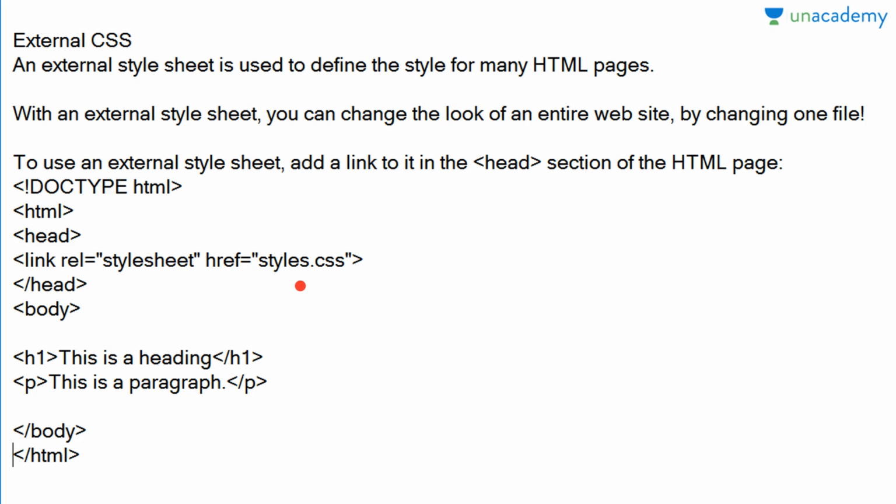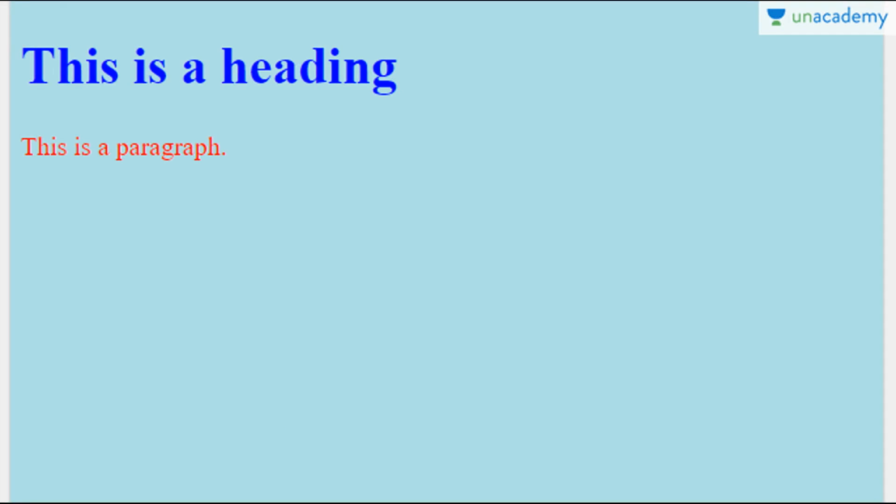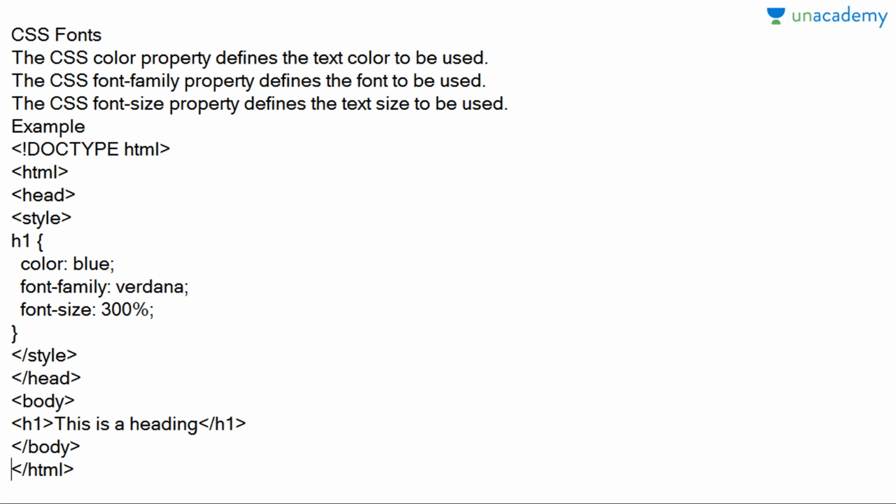When you link this, the link will be applied to all these tags and you will get the following output: powder blue background, which I have applied, and blue color heading and red color paragraph. So this was the attribute that I have applied.